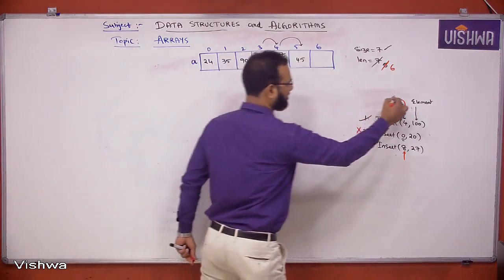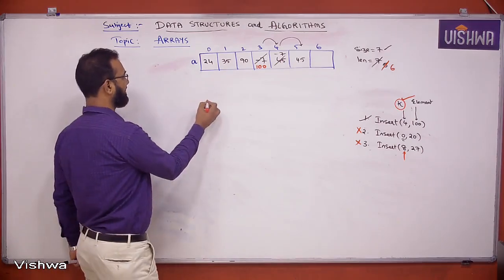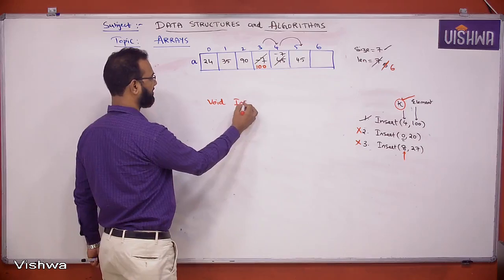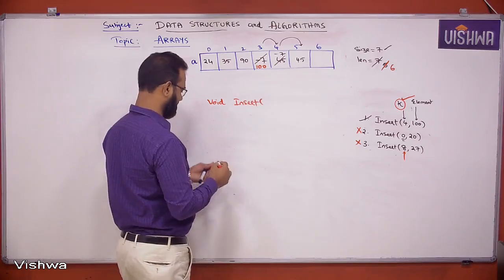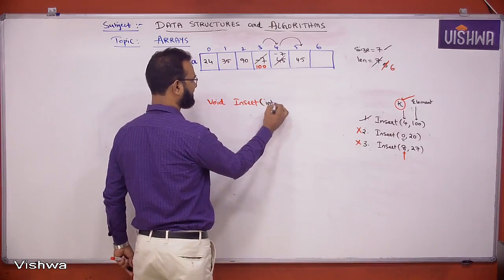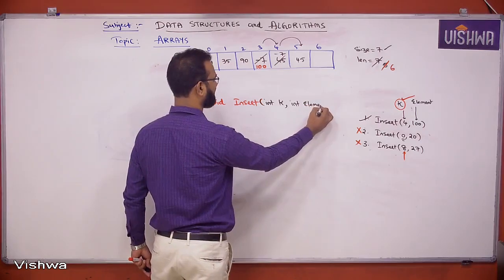First thing, whatever position the user has passed as a parameter, we have to check whether it is valid or invalid. So let us say, for example, I am writing one function called insert function. Insert function taking how many parameters? I know it is going to be one integer parameter k, and another integer parameter, say element, I want to insert.